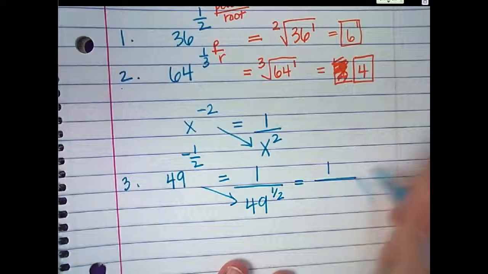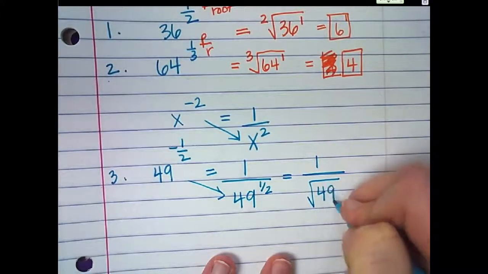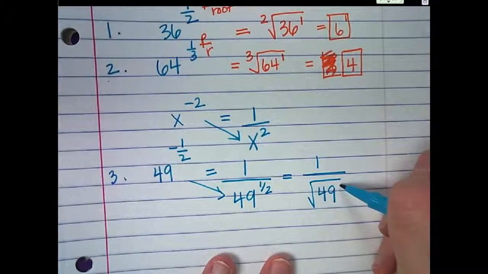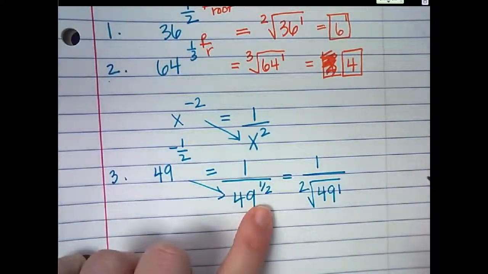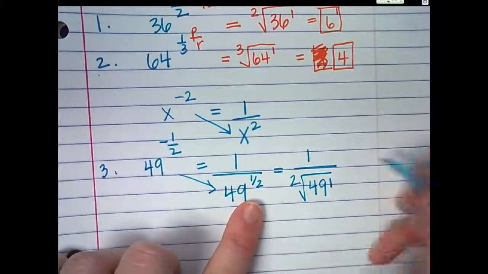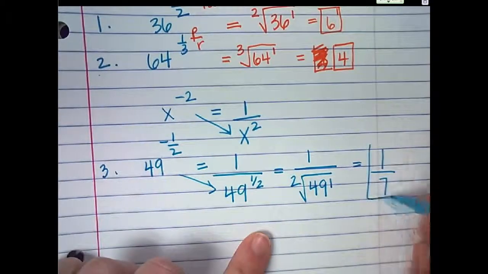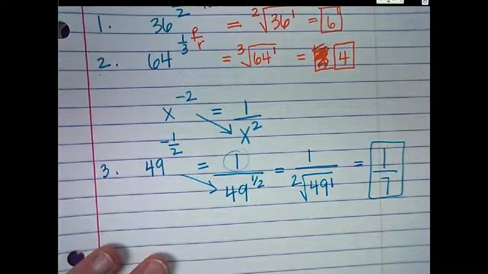Then change it to radical form. So if I put my radical and I put 49, what's my power? 1, and my root? 2. Remember, power over root. What's the square root of 49? 7. Yeah, that's all. You just leave the 1.